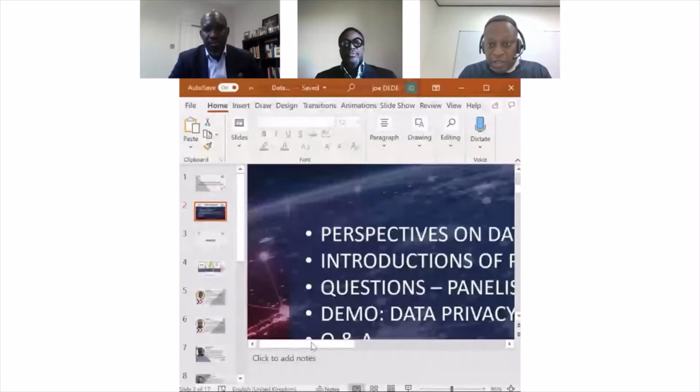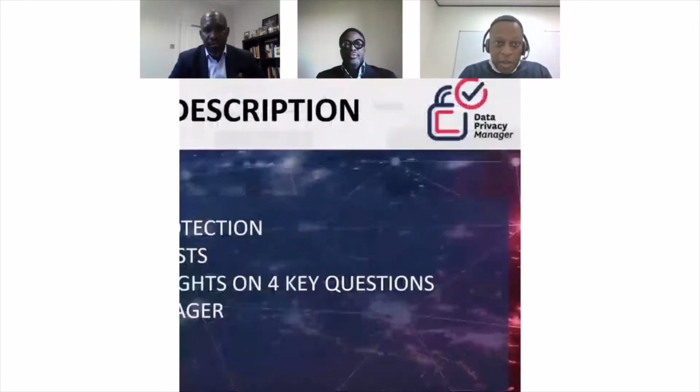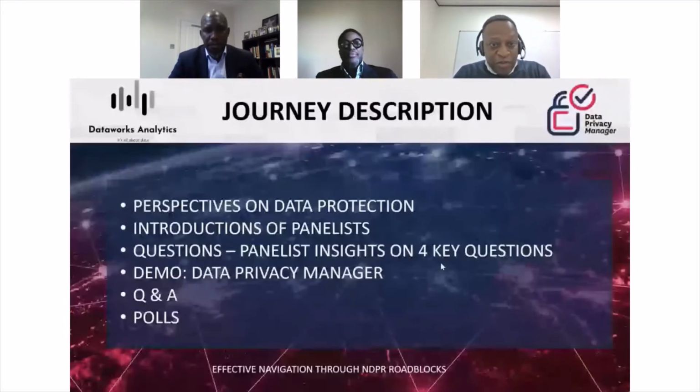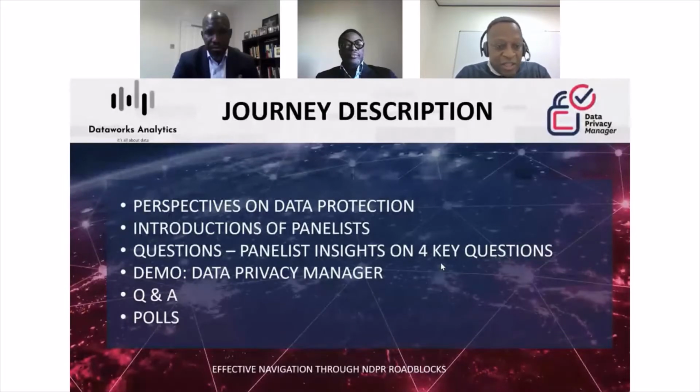Our format is as follows. We'll be going through perspectives on data protection, after which there'll be a brief introduction of the panelists, and then we'll walk through our question format in which there'll be 4 quick questions that will be addressed, and we'll move on after that to a demo of Data Privacy Manager, our unique tool that's used for dealing with some of the roadblocks.